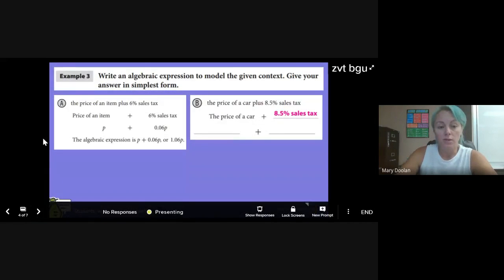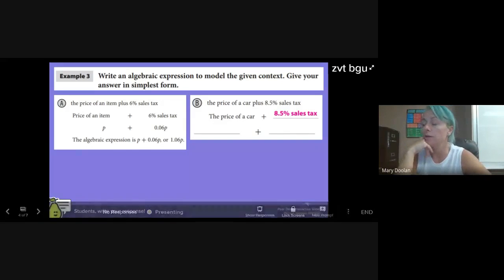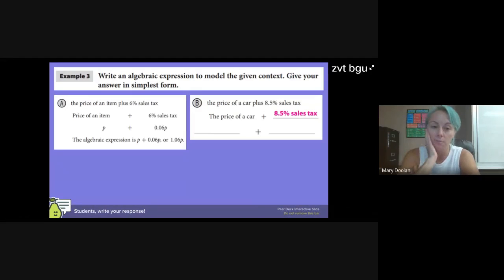Okay, so here's one that you're going to get to participate in. You'll go to your Pear Deck tab, and we have an example. I'm first going to explain the example on the left-hand side to you, and then you're going to give me some information to help me fill out the one on the right-hand side. So example A is already done.